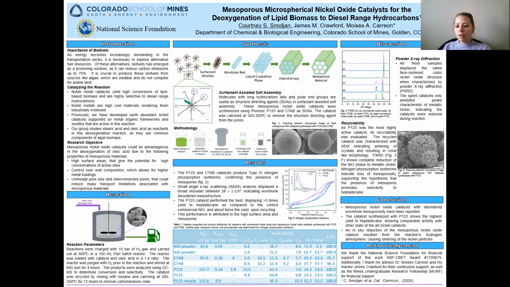Overall, we've developed a mesoporous nickel oxide catalyst with disordered wormhole mesoporosity. The catalyst that was synthesized with Pluronic P123 shows high yield to heptadecane with about 63% yield. And an in situ reduction of the mesoporous nickel oxide catalyst results from the reaction's hydrogen atmosphere, which is why we see such high activity in the recycled catalyst as well.